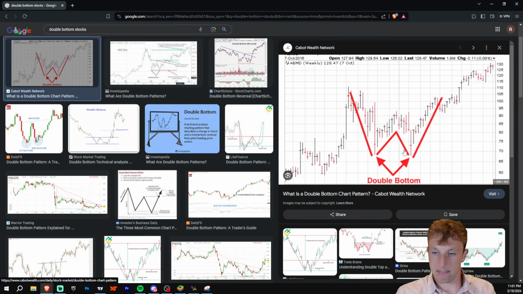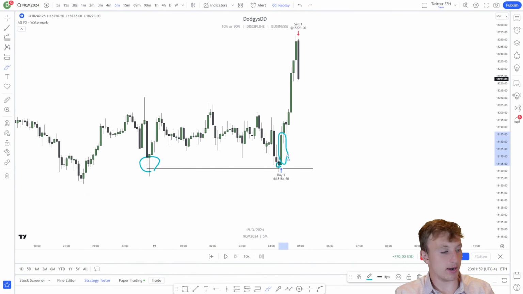All right. So remember, you're not actually trying to enter and guess where the double bottom is going to be. You want to wait for the reaction of the double bottom. So that's kind of the first pattern I'm going to go over.